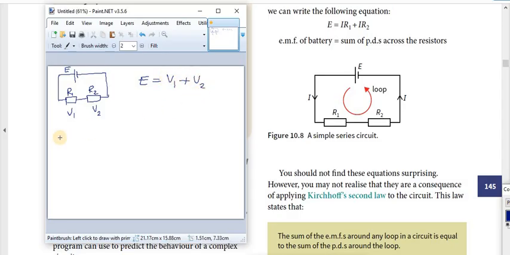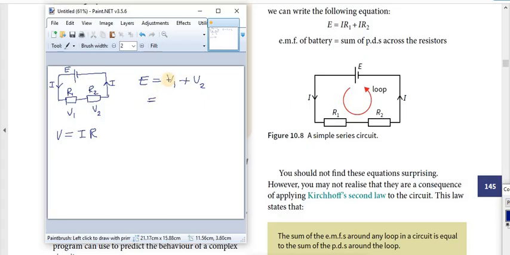And you have already learned the Ohm's law equation, V equals IR. Now the current flowing through each resistor is I. The same current I flows through each resistor because they are connected in series. If two components are connected in series, the same current flows through each of those components.